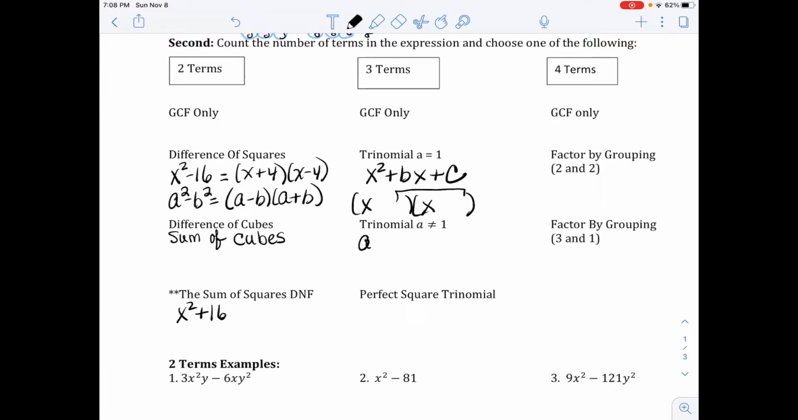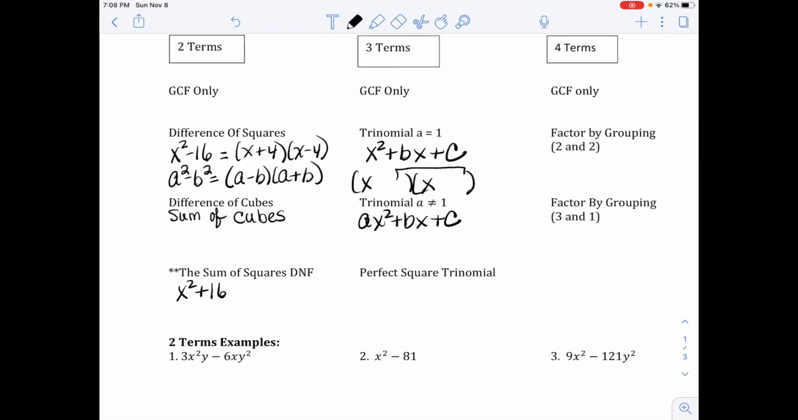If a is not 1, and so your trinomial is ax squared plus bx plus c, then when you factor, you have to use a process. There's many processes. Trial and error, split the middle. There's a bunch of different strategies. So I'll show you 1 or 2, and you'll have to pick which one you want to use. 3 terms, it could also be a perfect square trinomial. And perfect square trinomials are special because the first and the third terms contain perfect squares.